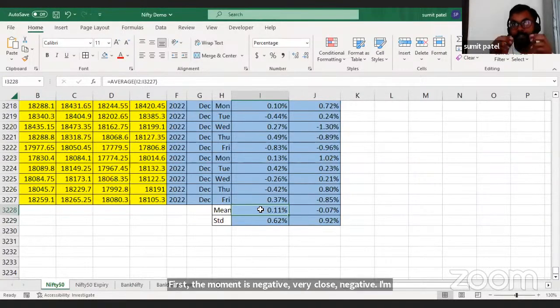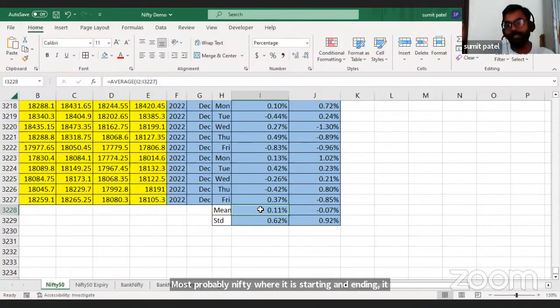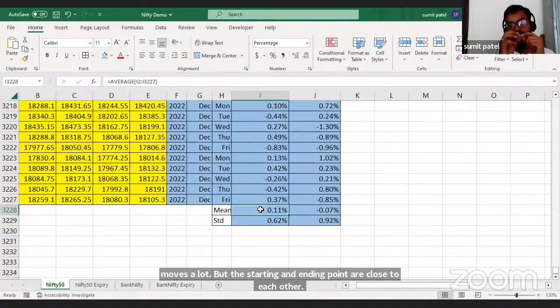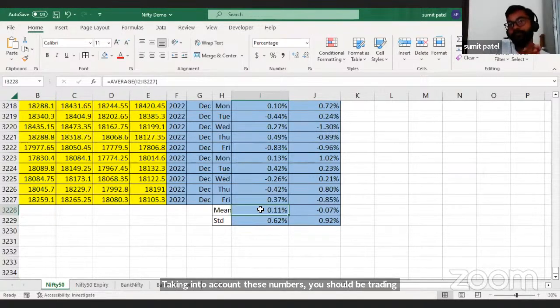That means most probably the Nifty, where it is starting and ending, it moves a lot, but the starting and ending points are close to each other. But during the night, the mean is a bit higher and the standard deviation is also lower. So taking into account these numbers, you should be trading at night, but the market is closed. So when you wake up, when 9:15, the bell rings, everything goes here and there.